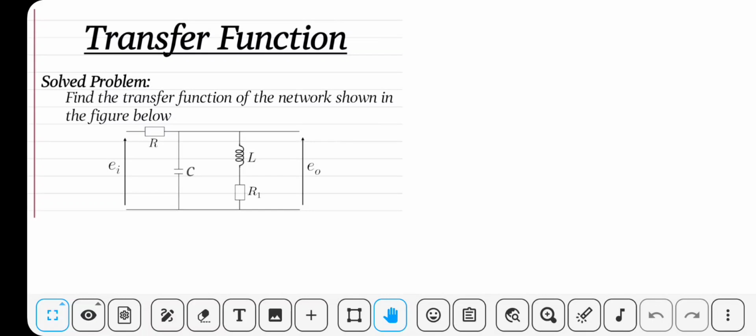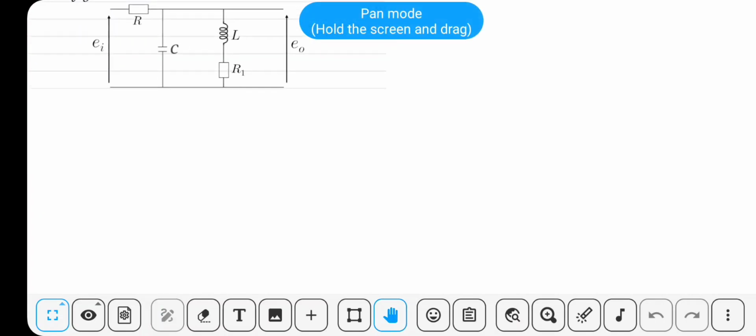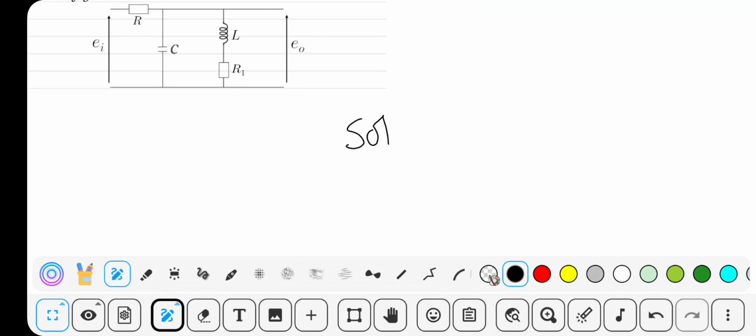In this video, I'm going to teach you how to solve this question. It says find the transfer function of the network shown in the figure below. So, solution.